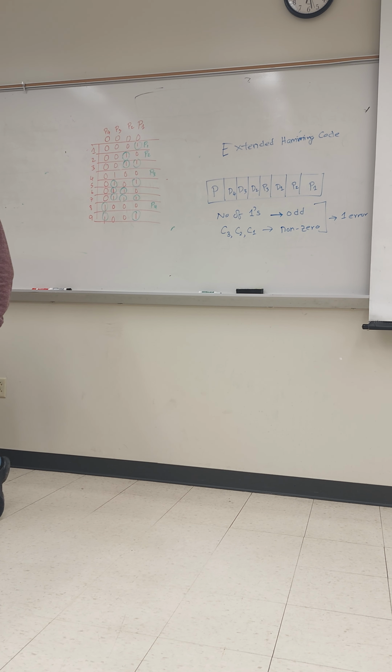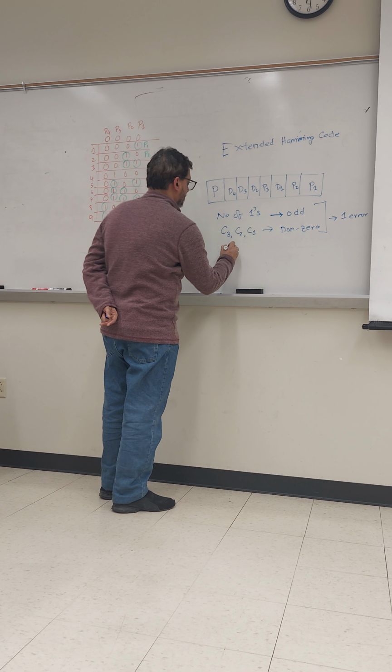The third case is if there are two errors. If you look at slide number 32, for example, the received bits are now 1110010. That means we now have two bits actually flipped. So what will happen? If you count the number of ones in the received bits, how many? 1, 2, 3, 4, even. So here the number of ones is even.